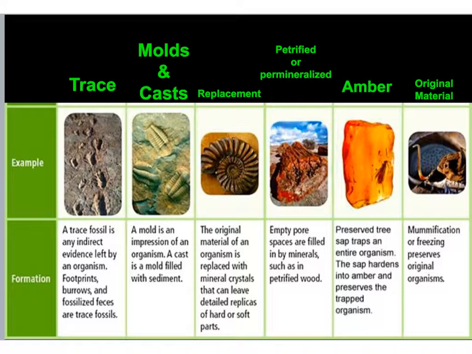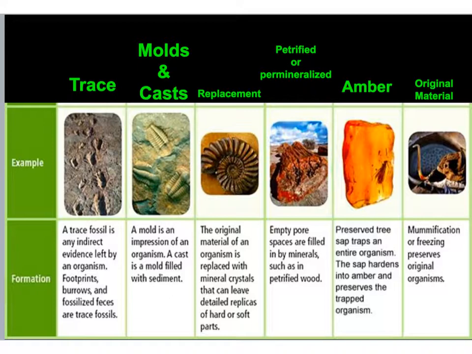So the different kinds. The first one, a trace fossil. The key part is that you understand that this is not the organism itself. It's something that the organism left behind. Like, for example, footprints. Whether it's human footprints or dinosaur footprints or whatever, it's not the actual dinosaur itself that we're finding a fossil of. It's an impression that it made. It's a footprint that it left behind.